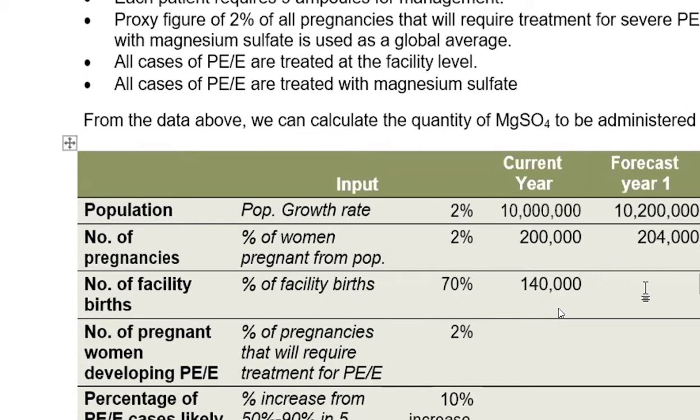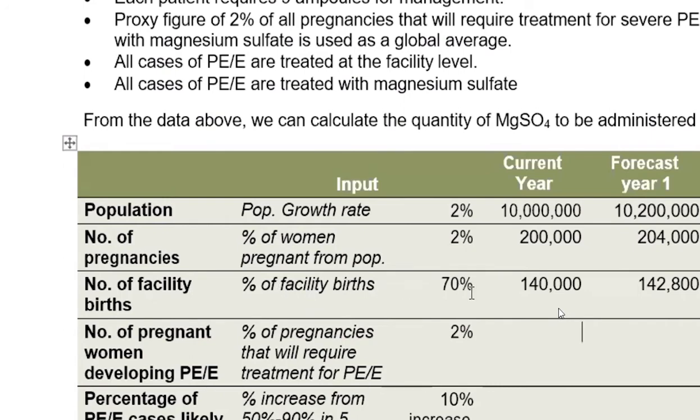Let's confirm from others. Otherwise, we'll find the wrong figure. 142,800. And then year two? We have 145,656.